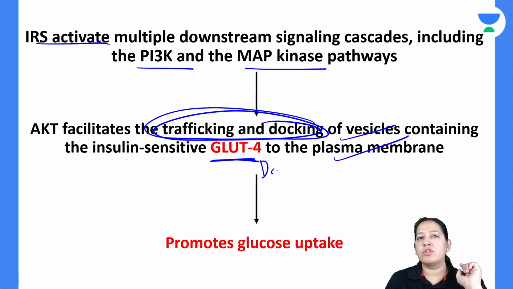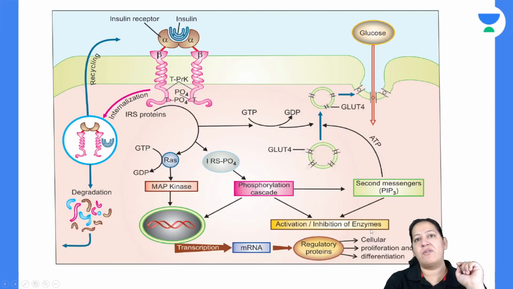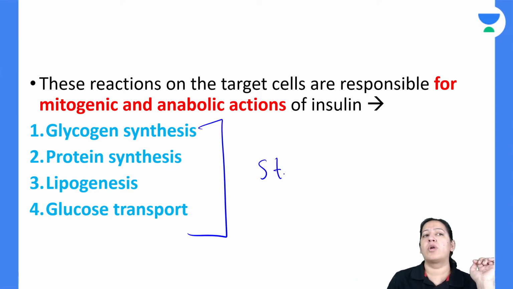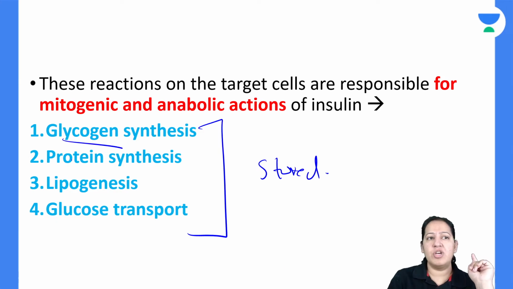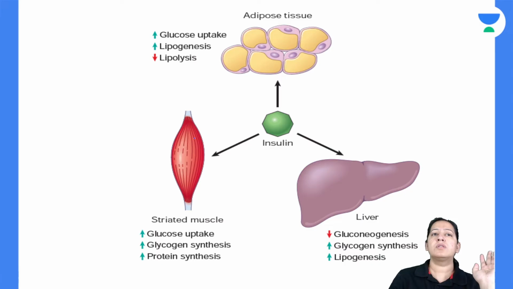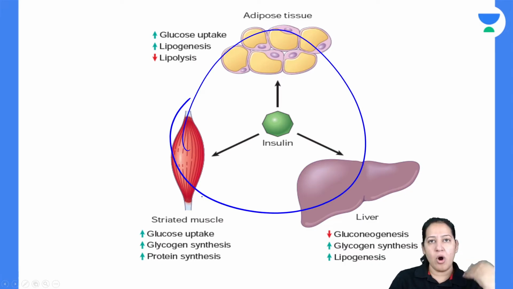So this is the door for the glucose. It is implanted on the plasma membrane. Now glucose can enter into these three target organs. I hope everyone got it. After entering inside these three target organs, glucose is stored in the form of glycogen, protein, and lipid. Have you got it? So that is the summary. Glucose is stored in these three cells because of insulin.